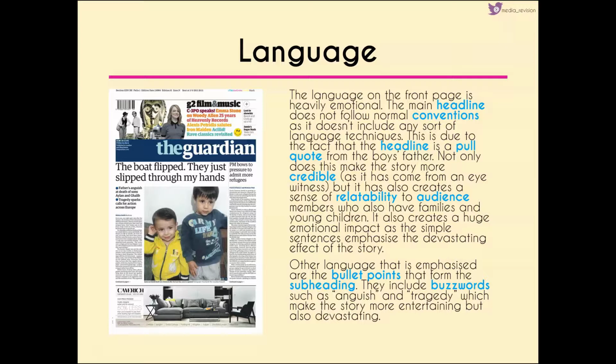Other language that is emphasised are the bullet points that form the subheading. These include buzzwords such as anguish and tragedy, which make the story more entertaining but also devastating.